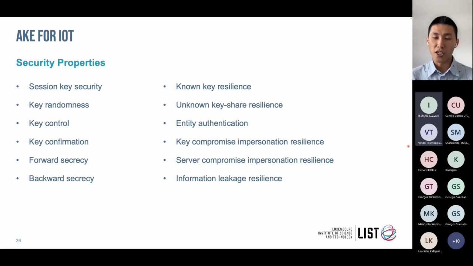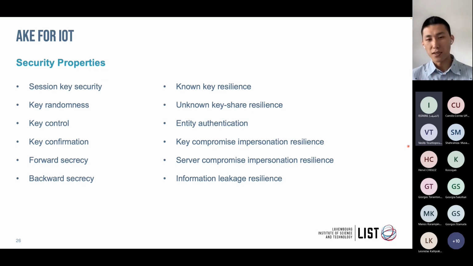And the next one, entity authentication. This property allows a participant who established some sessions to verify if indeed the participants are actually involved in the same session. For the next one, let's assume the long-term private key of one participant is compromised. For sure, an adversary is able to impersonate that party because the adversary knows all the private information of that device. However, with this property, the adversary is unable to impersonate any other non-compromised party to the one who is compromised. And the next one, server compromised impersonation resilience.